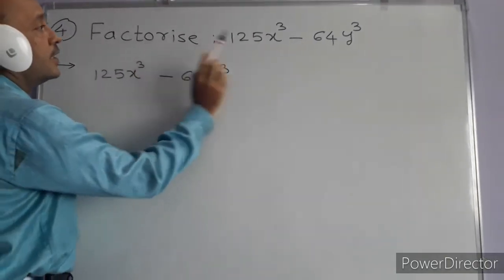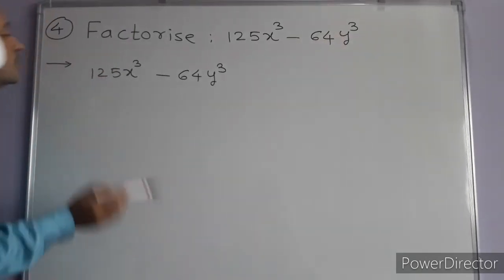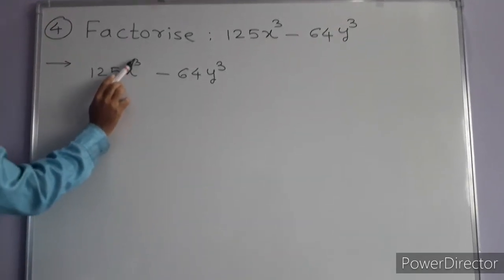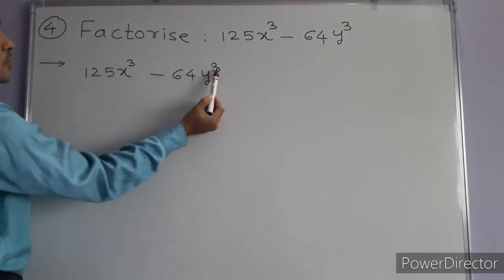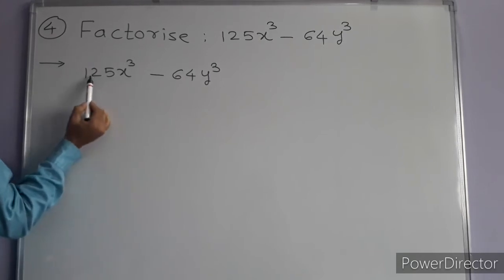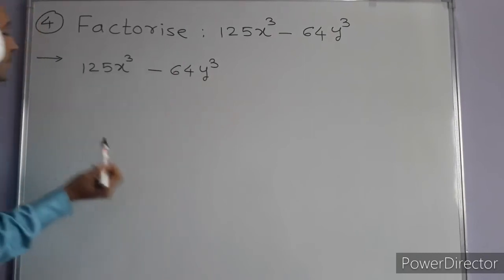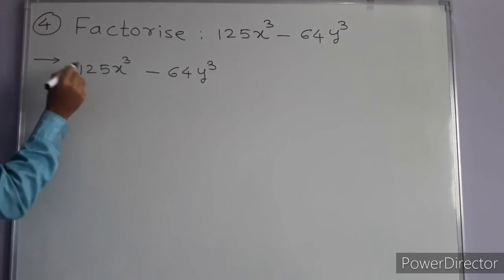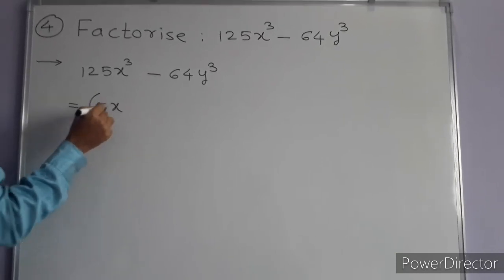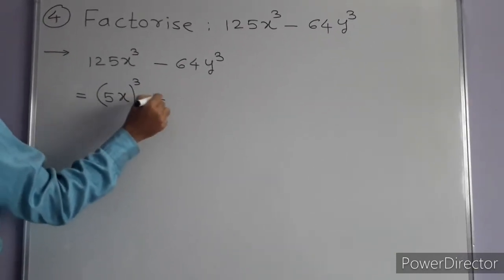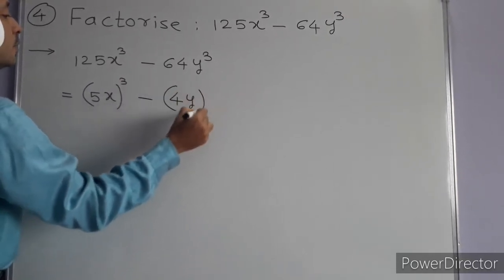The question is factorize 125x cube minus 64y cube. So is written here 125x cube minus 64y cube. So this cube is only for x, this cube is only for y. So let us bring this 125 under this cube, let us bring this 64 under this cube. So how to write? We know that 125 is a cube of 5. So it is 5x bracket cube minus 64 is a cube of 4. So it is 4y bracket cube.